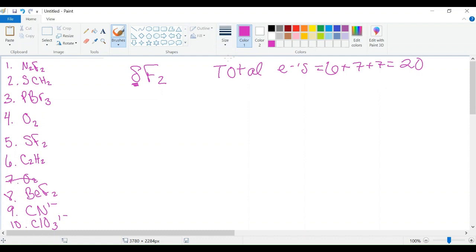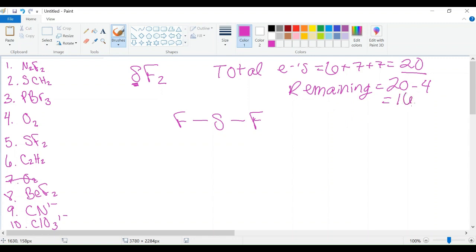To figure out my central atom here, I go for the atom that I only have 1 of, which in this case is sulfur. So I'm going to draw my S with my F's around it. If you want to draw them top and bottom, that's fine too. Then I calculate my remaining electrons: the amount I started with minus the amount in bonds. I have 2 bonds. They both hold 2 electrons. So that's 4, which means I have 16 left.